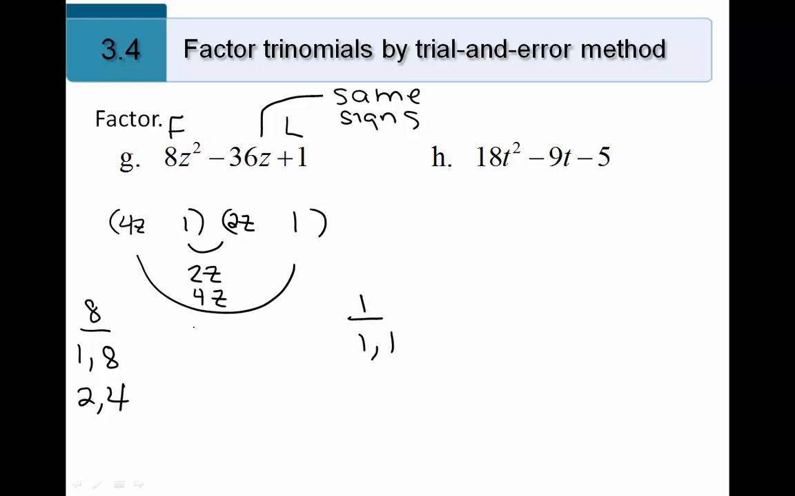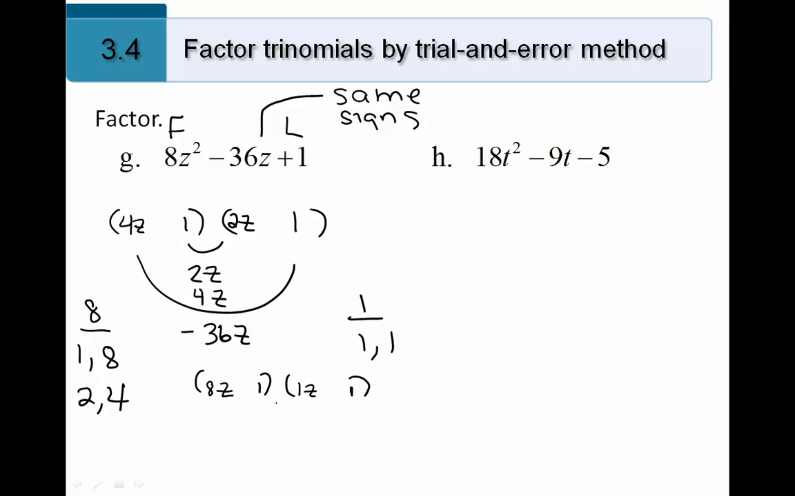Well, notice, guys, it needs to add up to negative 36z. It's not going to happen. It would add up to either 6z or negative 6z. Okay? Well, what I can do now is, let me just rewrite it down here so I don't erase that so you can see it. My other possibility is I'll try the 8 and the 1. So I could put 8z and 1z for my F. My L would still have to be 1 and 1.